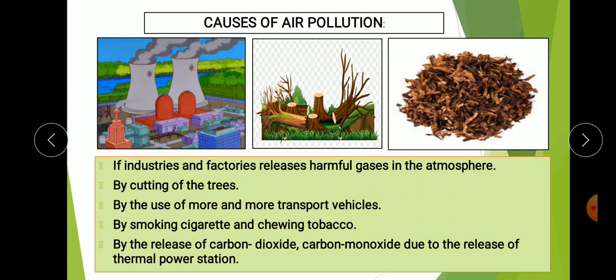Next is cutting off the trees. If we destroy forests or cut the trees, and use more and more transport vehicles and automobiles, they also release smoke that is harmful for living organisms. Next, smoking cigarettes and chewing tobacco, and the release of carbon dioxide and carbon monoxide from thermal power stations.